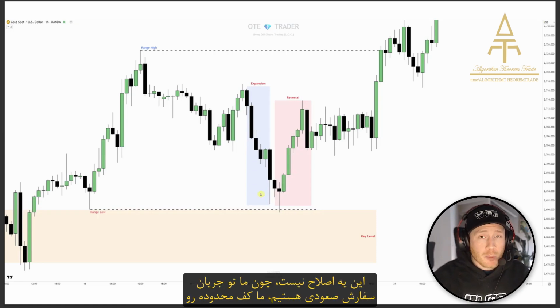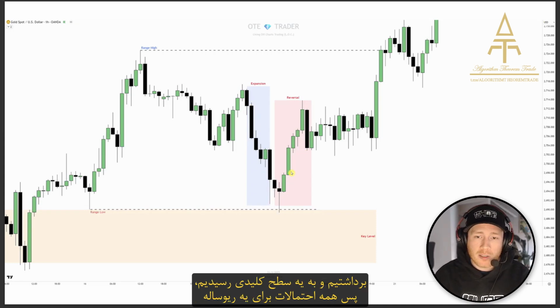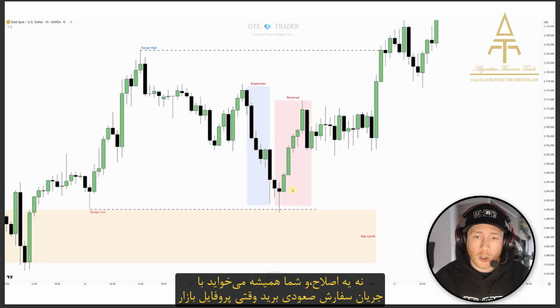This is not a retracement because we are in bullish order flow. We took out a range low and we hit a key level. So all the probabilities are lining up for a reversal, not a retracement. And you always want to go with bullish order flow when the market profile is bullish.